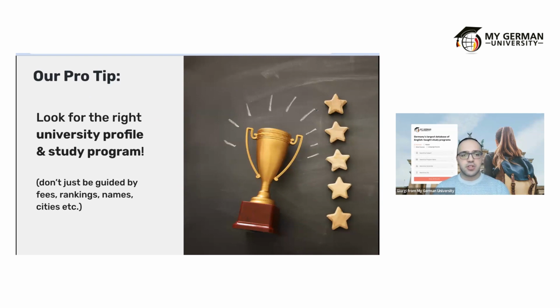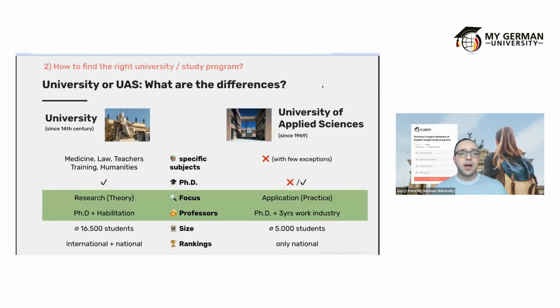Also, of course, it's important to find the right university profile and study program. That's why our suggestion is that you should not be guided by single aspects only, for example, only by fees or rankings or names of the cities, etc. You definitely should take this all into account and much more. Also, you should integrate into that your aspirations, your professional goals, your background, your interests, etc. By doing that, you will drastically increase your chances of making the right decision and right choice.